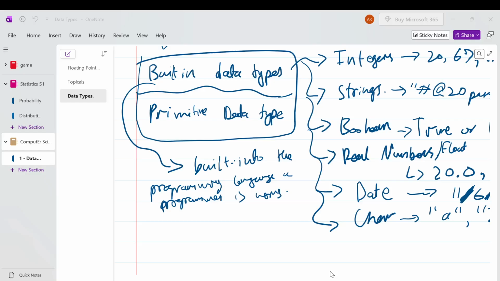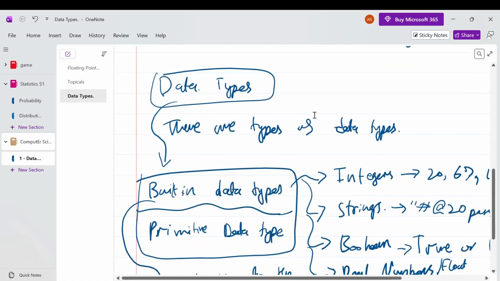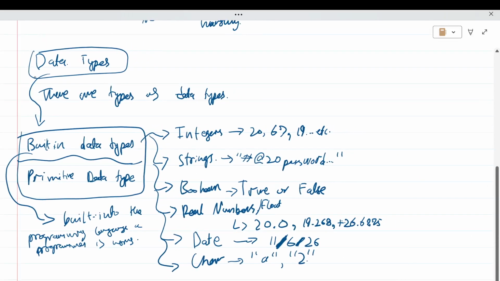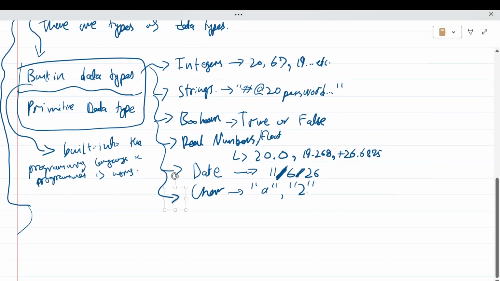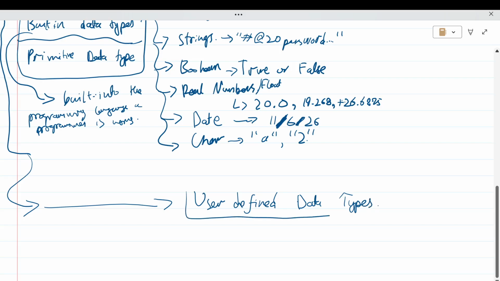8 minutes for this. In this lecture, we did what? Built-in data types, right? In the next lecture, we are going to learn about the other type of data types, which is user-defined data types. Okay? So this is what we are going to learn about in the next lecture, inshallah ta'ala.